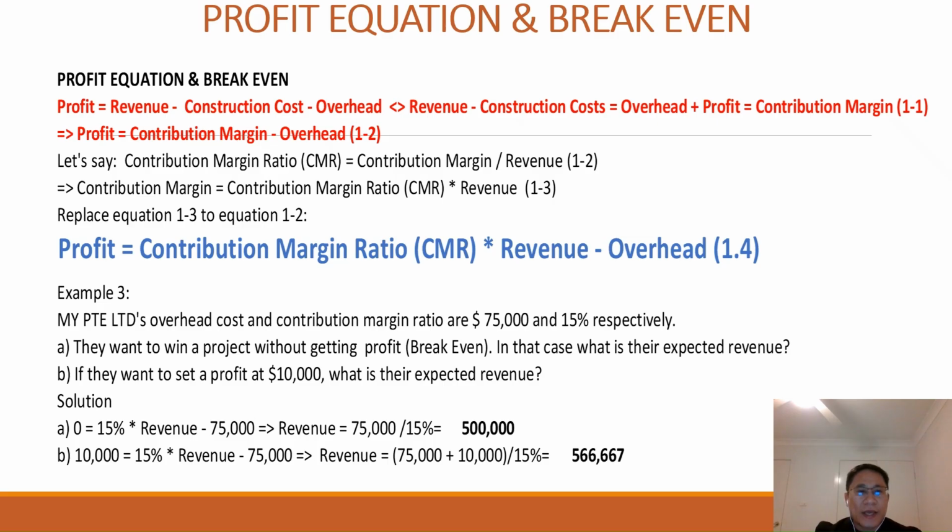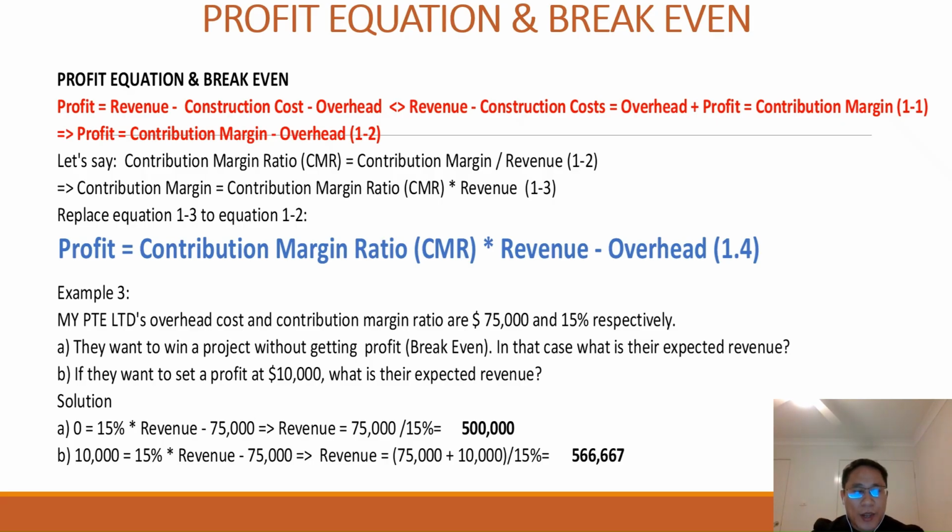We will replace equation 1.3 into equation 1.1 and get the very important equation for setting the profit for tender: profit is equal to contribution margin ratio times revenue minus overhead. You can forget everything, but you should focus on this very important equation.